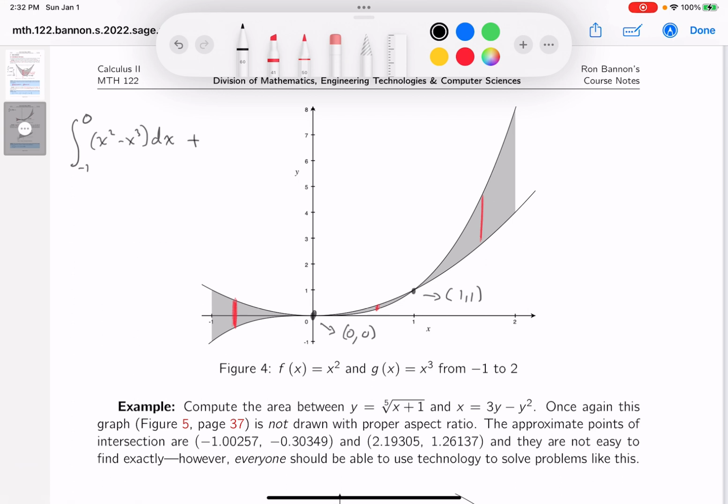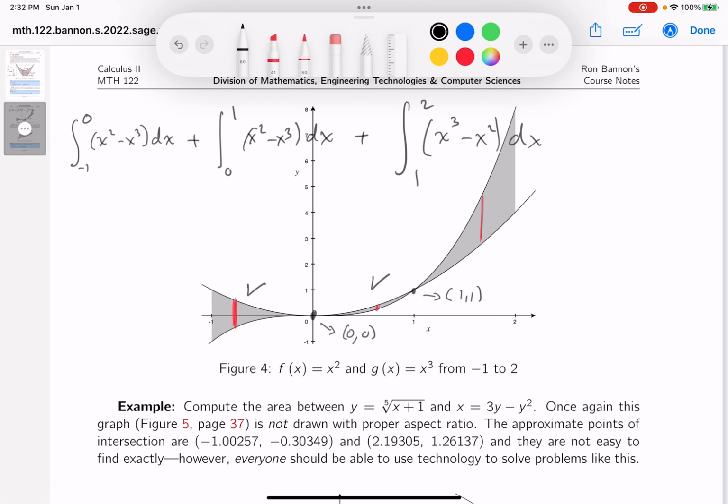Let's do the next one. What's the next one going to be? Well, it's going to be from 0 to 1. Again, we just did this. We're doing this over here. 0 to 1. What's the upper curve? It's still x squared dx, plus the next region. What's that going to be? Well, it's from 1 to 2. What's the upper curve? The cubic curve is the upper curve now. So it's going to be x cubed minus x squared dx.